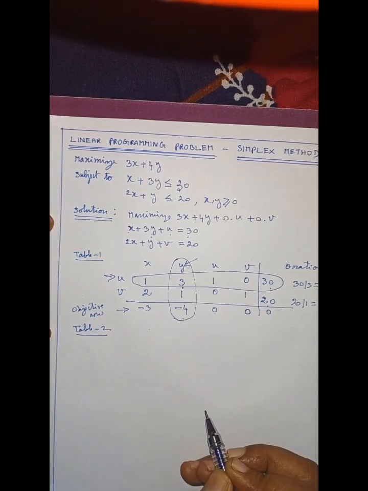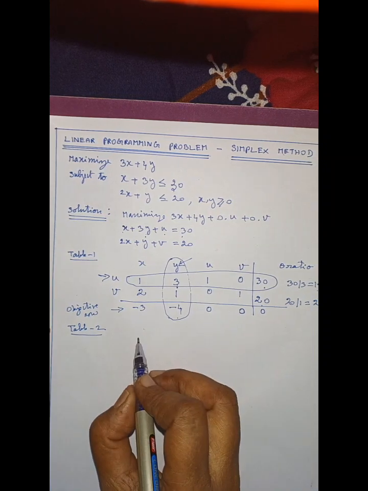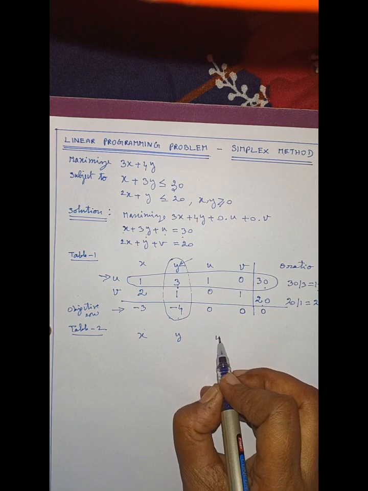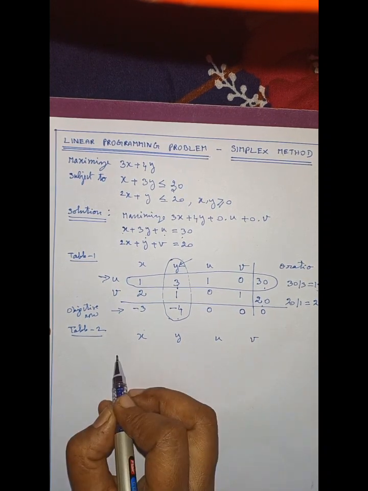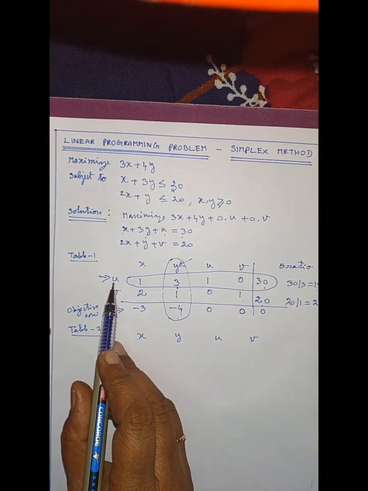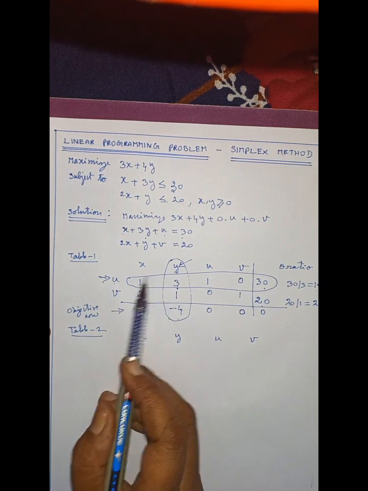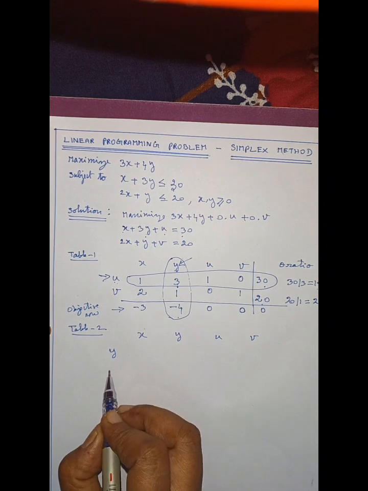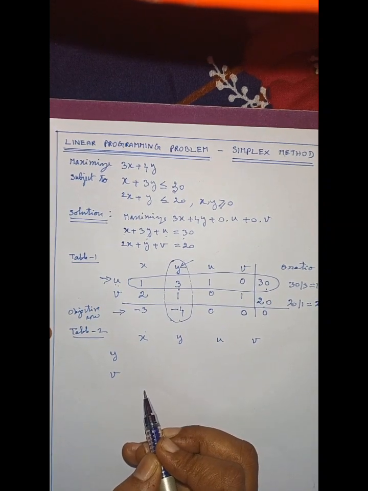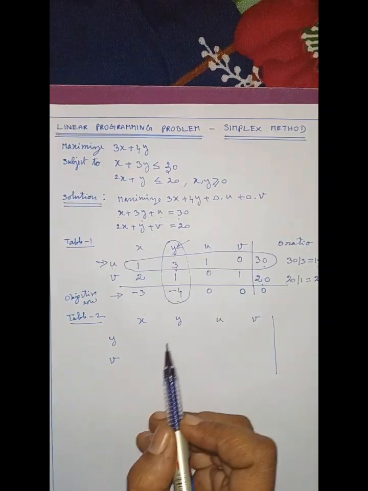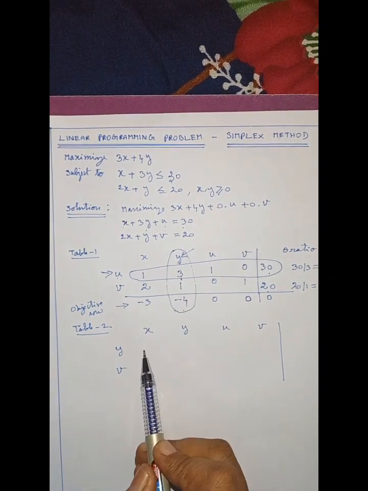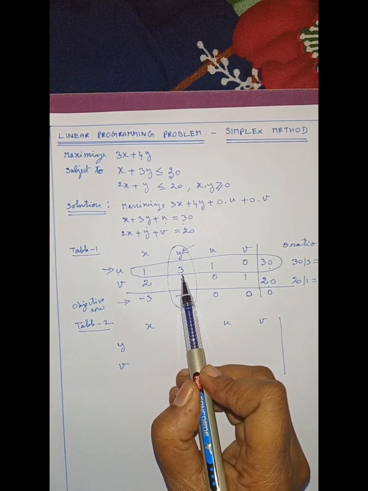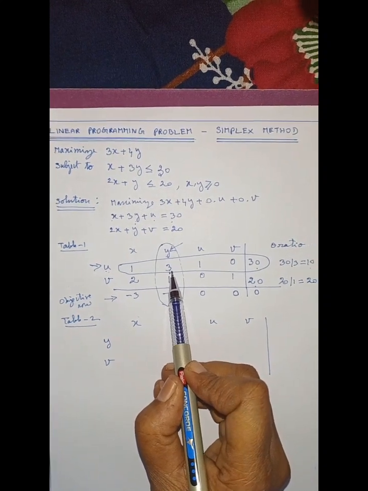This is the second iteration. Here there is no change in the column names x, y, u and v, and instead of u we have to write y. u must be replaced by y. Okay, so y and v can be written as it is. So the next table is going to be written. The element which is available in the pivot row and pivot column is 3.